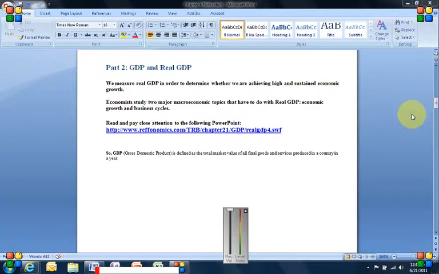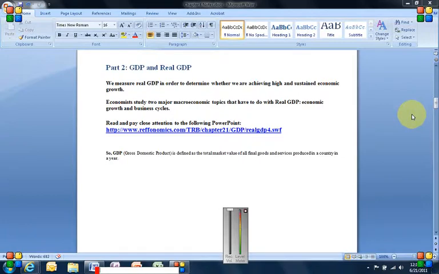But economists study two major macroeconomic topics that have to do with real GDP, which factors out the impact that prices, inflation typically have on that figure, and that's economic growth and business cycles. So we're going to deal with both of those things here.